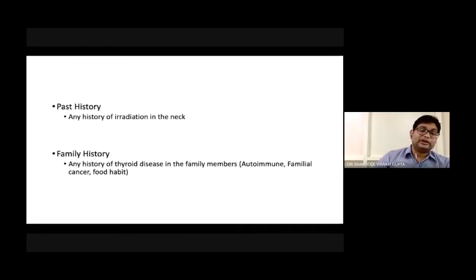So you should also inquire about the past history of any irradiation of the neck, because it is associated with thyroiditis as well as causation of lymphoma in the neck. And you should exclude any family history of thyroid disorder in family members, like autoimmune thyroiditis, and any history of family cancer. Do you know which thyroid cancer is familial in nature?